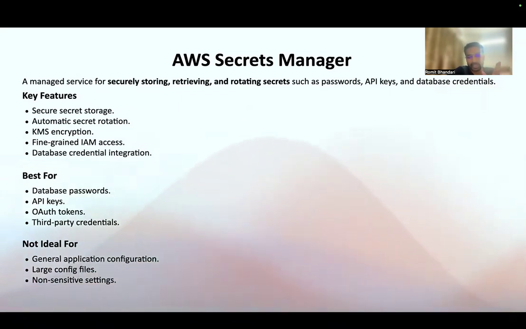Now Secrets Manager stores entities like passwords and API keys, and internally it uses KMS for encryption. That's the idea. So Secrets Manager uses KMS, but KMS actually doesn't store any entities. It basically provides you fine-grained IAM access, database credential integration, and is best for database passwords, API keys, OAuth tokens, third-party credentials, database credentials, etc. Not ideal for non-sensitive settings, general application configuration, like your project name or environment name.